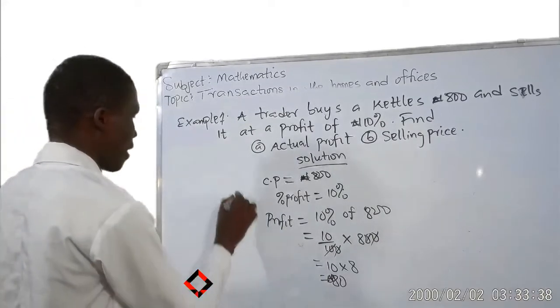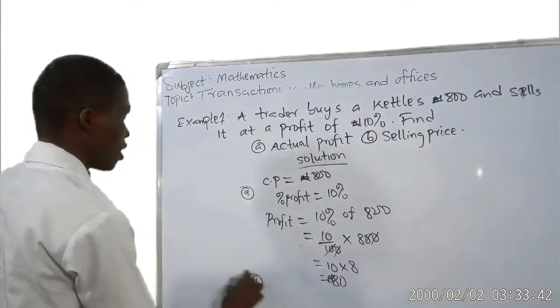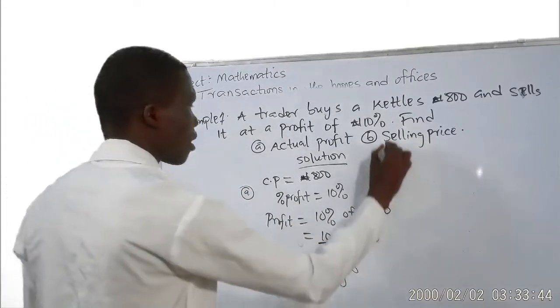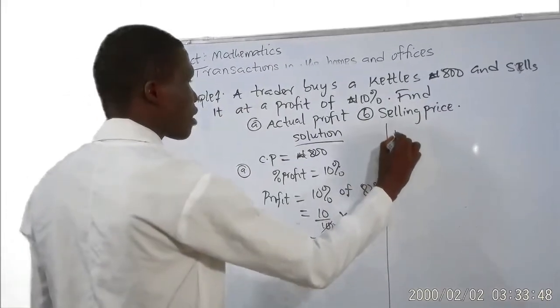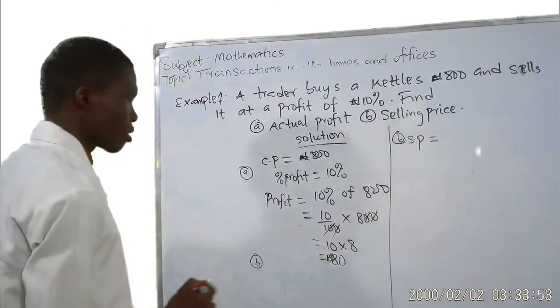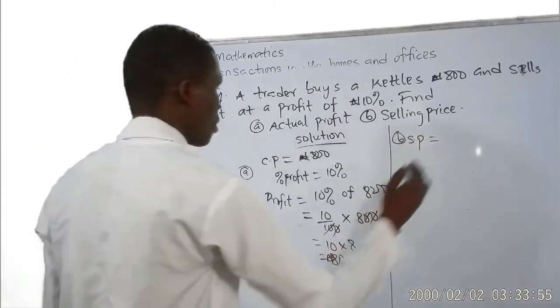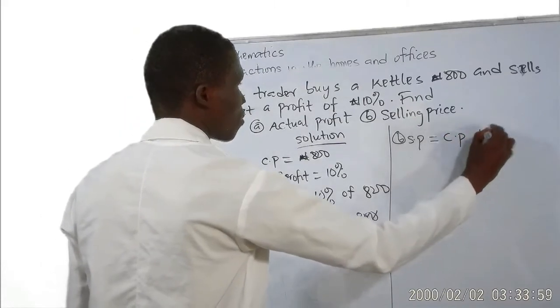That is for A. Now for the selling price, okay, let's do this. The selling price will give us cost price plus profit.